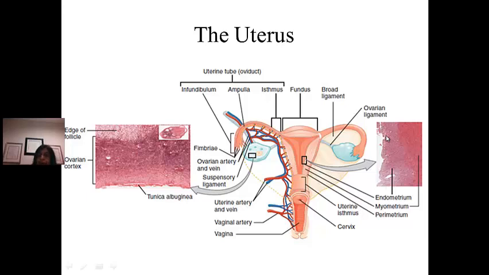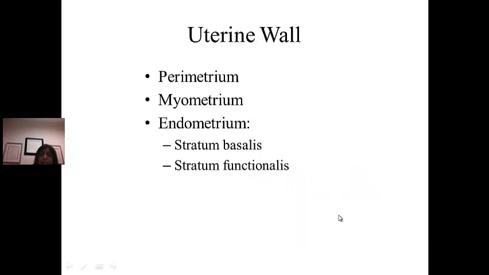And that is functionalis. So with this detail, we'll look at the layers that are mentioned here: perimetrium, myometrium, endometrium, and stratum basalis and stratum functionalis are the two layers of the endometrium.